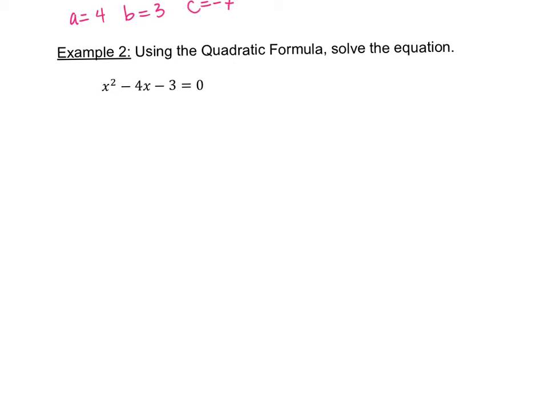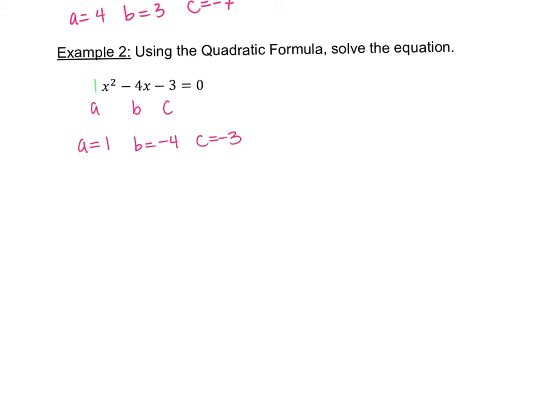So in this situation, the right side is already 0 for us. So what we're going to do is look at our coefficient here. So for my a here, it looks like I have a 1 in front of my x. So my a here is 1. My b is -4, and my c is -3. So I've grabbed the coefficients in front and labeled my a, b, and c. So I recommend doing this, especially if you're a beginner.